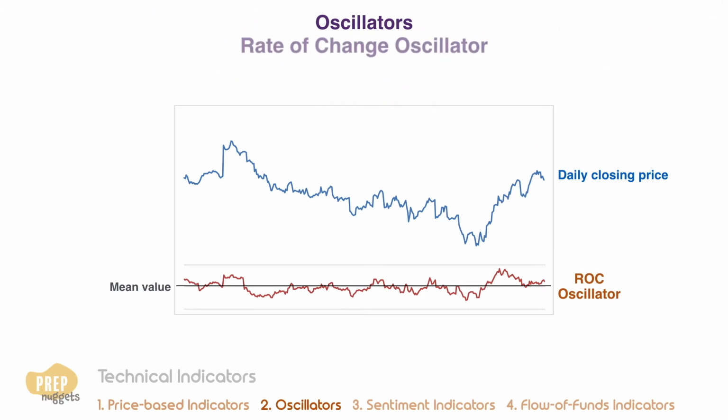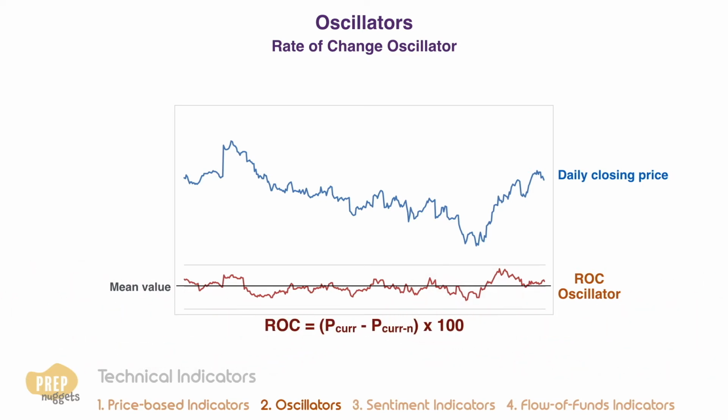The first and simplest is the rate of change oscillator, or momentum oscillator. What we've illustrated here is actually the rate of change oscillator. This oscillator is calculated as 100 times the difference between the current price and the price n days prior to it. As such, it oscillates around 0.